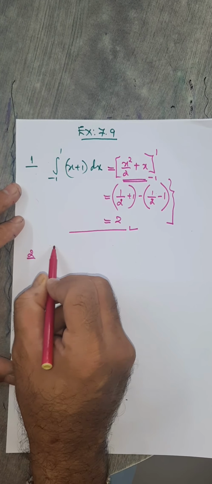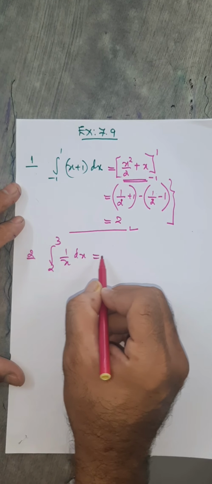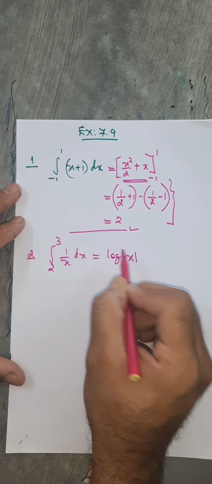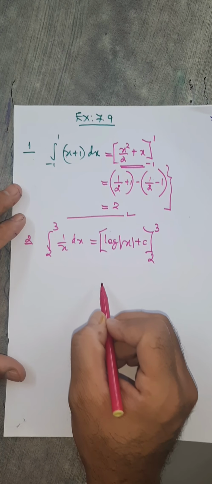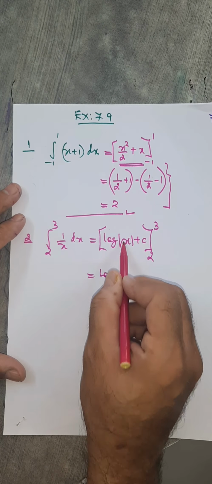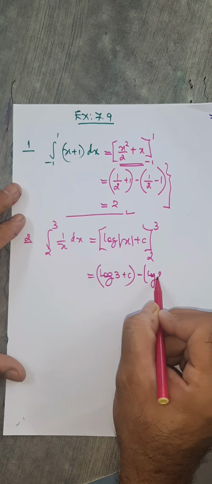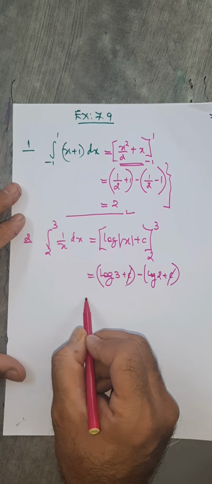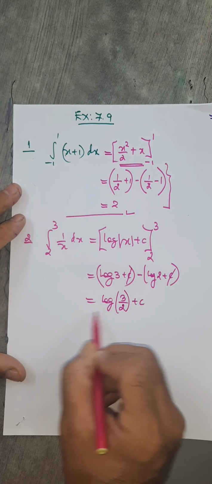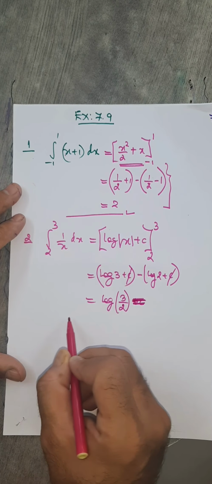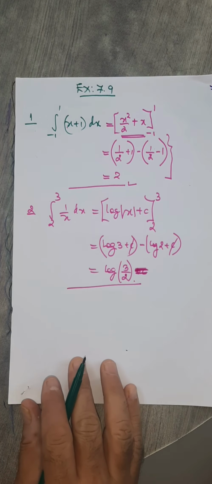Okay, question number 2, integral 2 to 3 of 1 upon x dx. You know integral of 1 upon x is log of mod of x. You can write plus c if you want, but that's not important. Limits from 2 to 3. First upper limit, so here log 3 plus c minus, instead of x you put 2, log 2 plus c. So c will go away. You know log x minus log y is log of x by y. Oh sorry, c will not be there, I'm sorry. Here plus c won't be there in definite integral. Answer will be a number, remember.